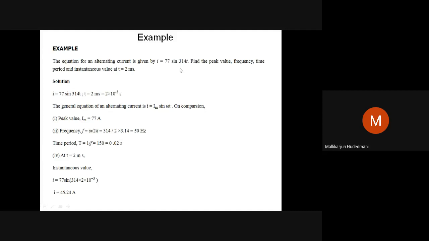Then what is the RMS value of a sinusoidal varying quantity? That is peak value divided by root 2. Peak value is 77, so 77 divided by root 2 stands as the RMS value. Then what is the average value? Average value is 2 Im by pi, 2 into 77 divided by pi. 2 Im by pi stands as the average value.